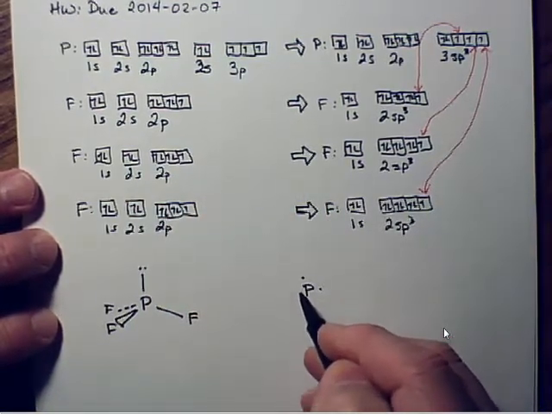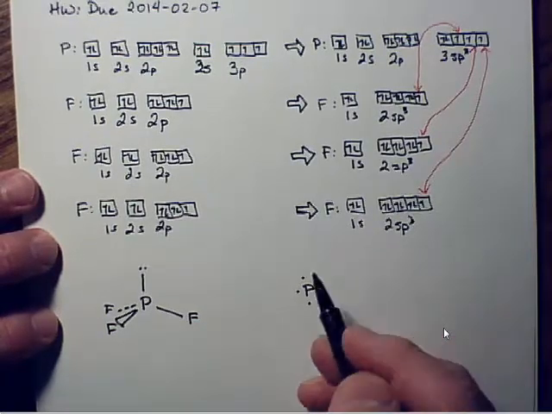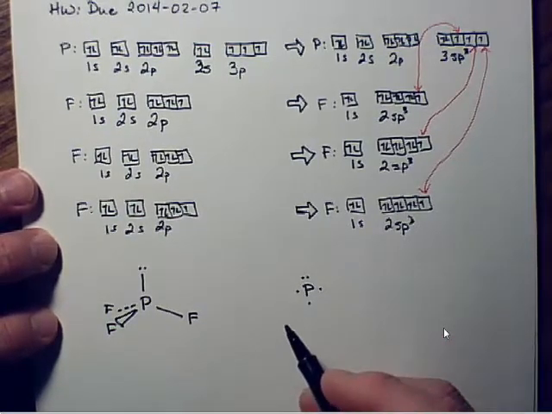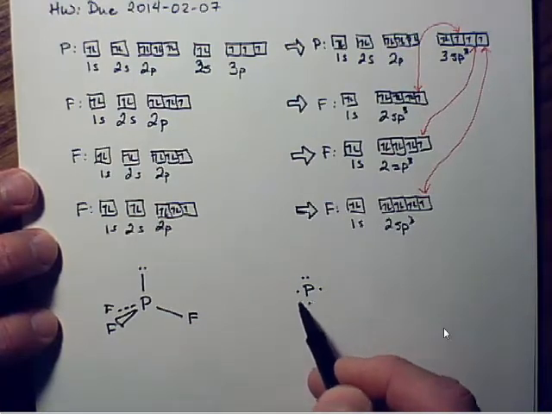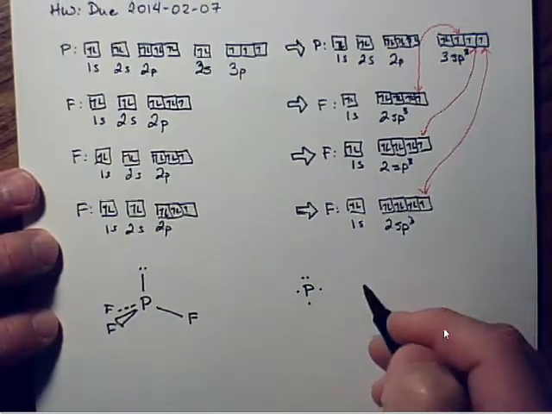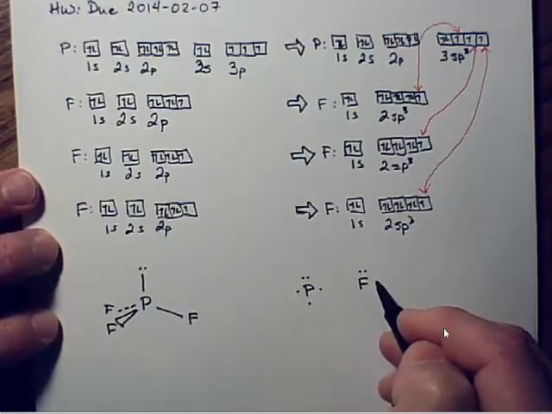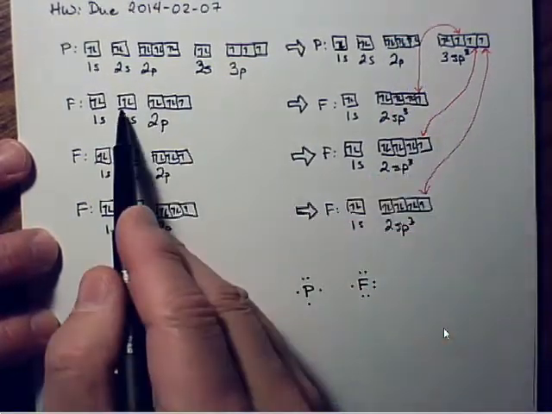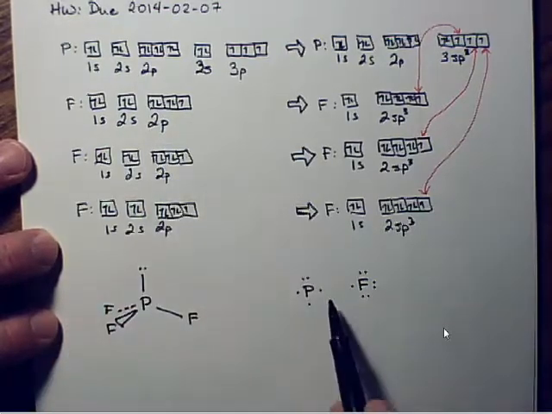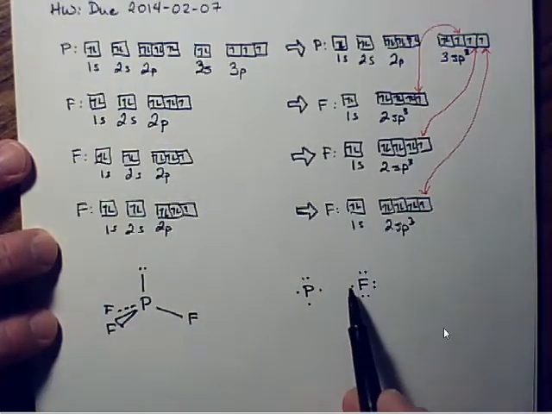1, 2, 3, 4. Put one on each of the 4 sides and pair up as needed. And so that would be the electron dot formula for phosphorus. Then the electron dot formula for fluorine would be this. We started out with 7 electrons, 1, 2, 3, 4, 5, 6, 7. So we put one on each of the 4 sides, pair up as needed, leaving us with 1 unpaired electron.